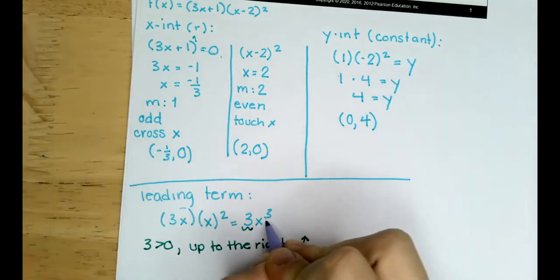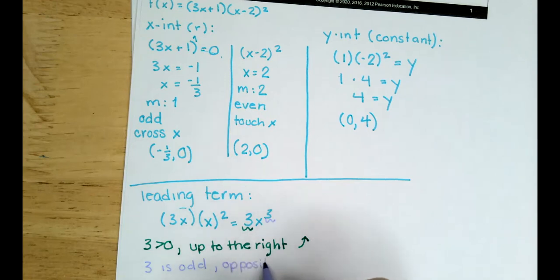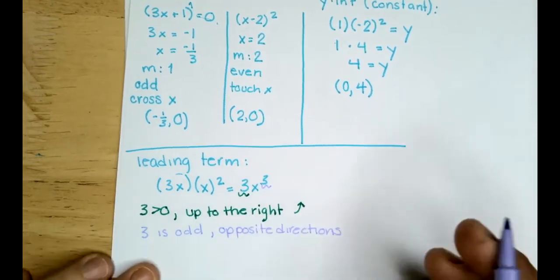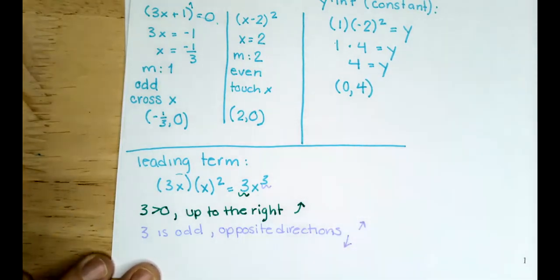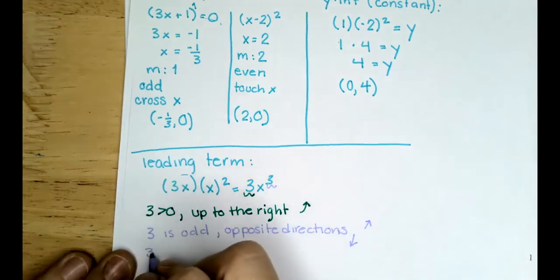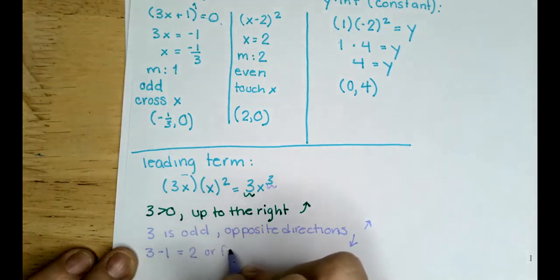Now we need to look at the exponent. The exponent is odd. That means that the ends go in opposite directions. So if this one goes up, this one's going to start down. Okay, and finally, 3 is going to give us the max number of turning points. 3 minus 1 gives us the turning points of 2 or fewer turning points.